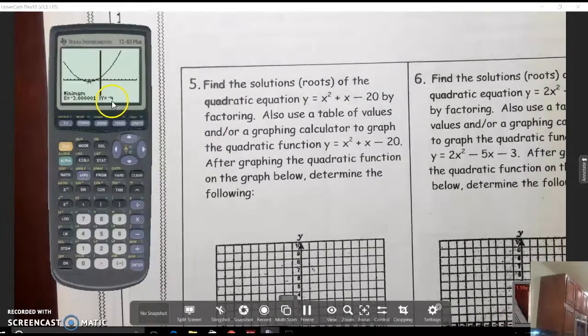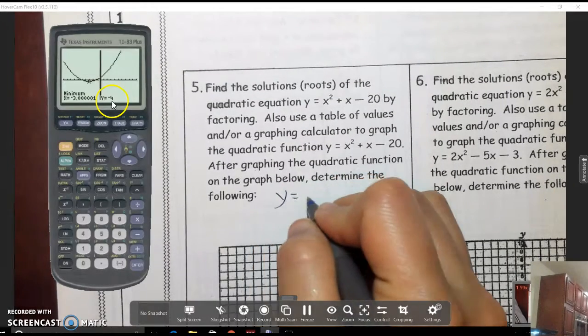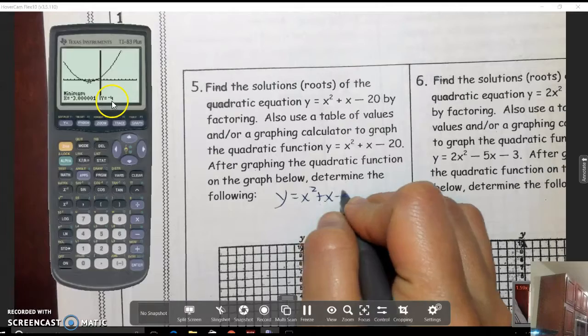So number 5 says find the solutions or roots of the quadratic equation y equals x squared plus x minus 20 by factoring. Also use the table of values or graphing calculator to graph the quadratic function. After graphing the quadratic function on the graph below, determine the following. Okay, so let's first factor this. So it says y equals x squared plus x minus 20.